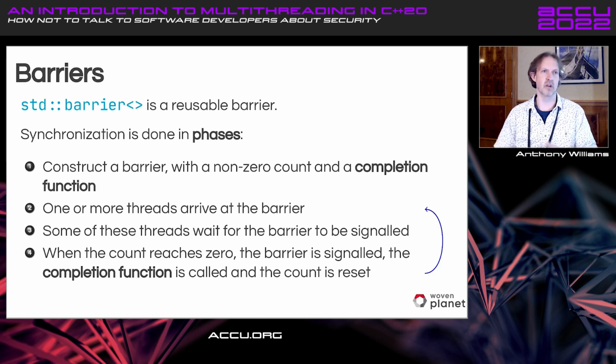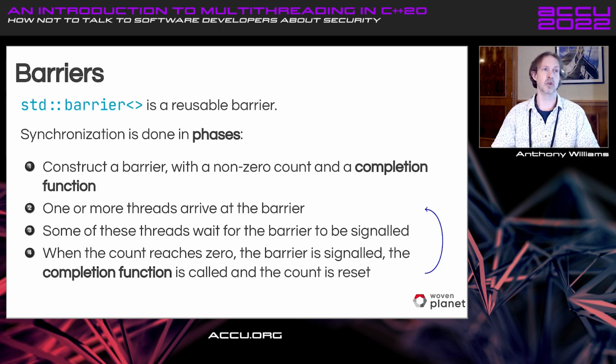And so they arrive at the barrier and then they wait. And when all the threads have arrived at the barrier, then the completion function is run, which by default does nothing at all, but you can give it something to do. And then when the completion function is finished, all the threads are woken up, and then they can proceed again, and then they can arrive at the barrier again.